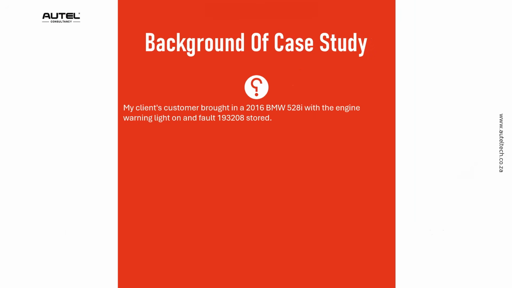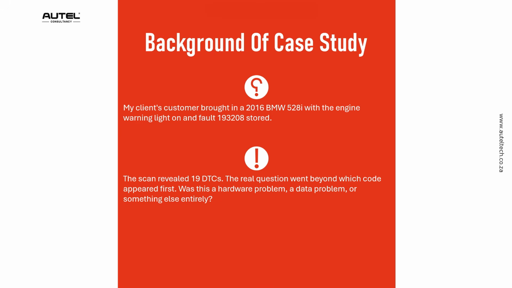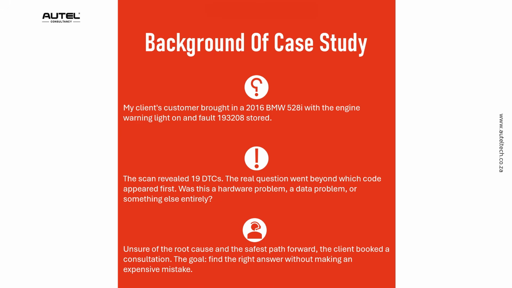To give you background on this case study, my client's customer brought in a 2016 BMW 528i with the engine warning light on and a fault code 19328 stored. The initial scan revealed 19 DTCs, and the real question he had wasn't which code appeared first, but was it a hardware problem, a data problem, or something else entirely? So, unsure of the root cause, my client booked a consultation with me so he could find the right answer without making any expensive mistake.